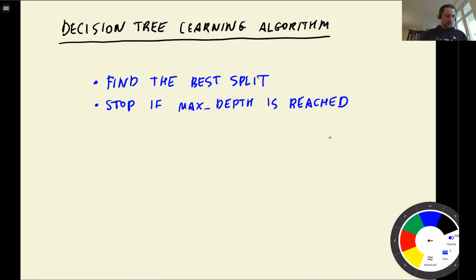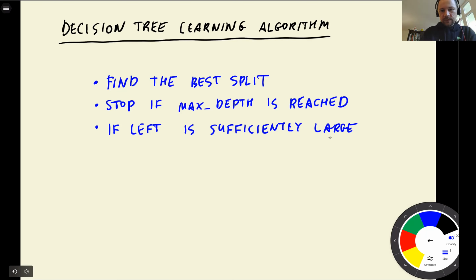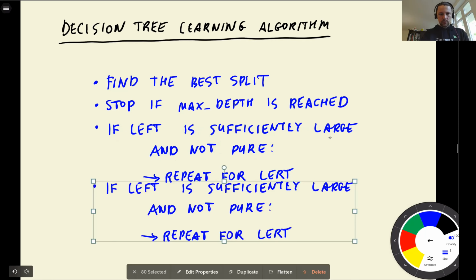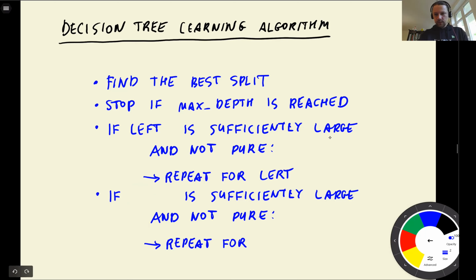If it's not reached, then we check if the data set on the left is sufficiently large. We don't want to keep splitting something very small. If left is sufficiently large, and if left is not pure yet, what we do in this case is we repeat this on the left. So we execute the same algorithm, but for the data set after splitting. Whatever is on the left, we recursively do the same algorithm, and then we do the same for the right. Let me just copy it and replace this left with right.